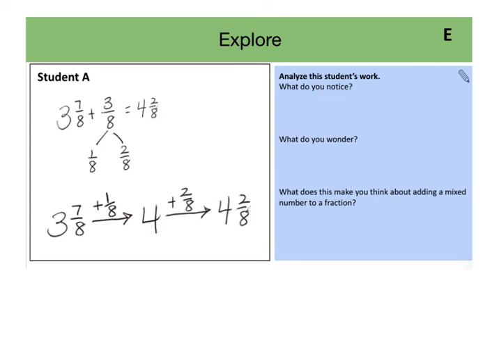What do you notice about the student's work? What are you wondering? What does this make you think about adding a mixed number to a fraction? So pause and think and answer those questions.